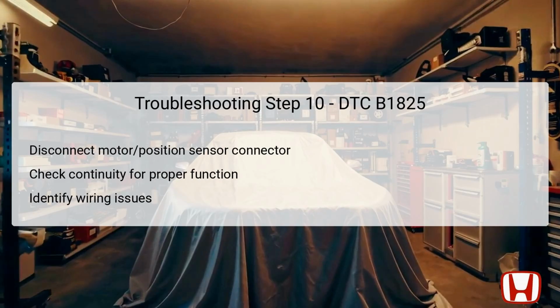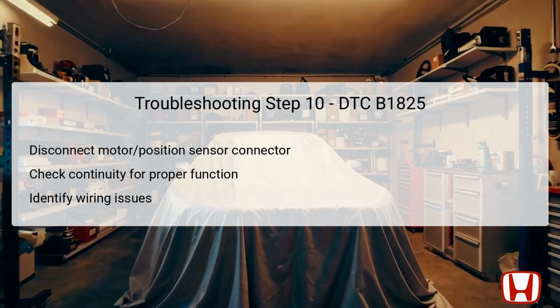This step involves disconnecting the slide motor position sensor 5P connector, which is a critical action for inspecting the integrity of the circuit. By disconnecting this connector, technicians can focus on evaluating continuity between the power seat control unit and the slide motor. It's crucial to check for continuity between power seat control unit connector B's specified terminals and the slide motor position sensor's terminals.